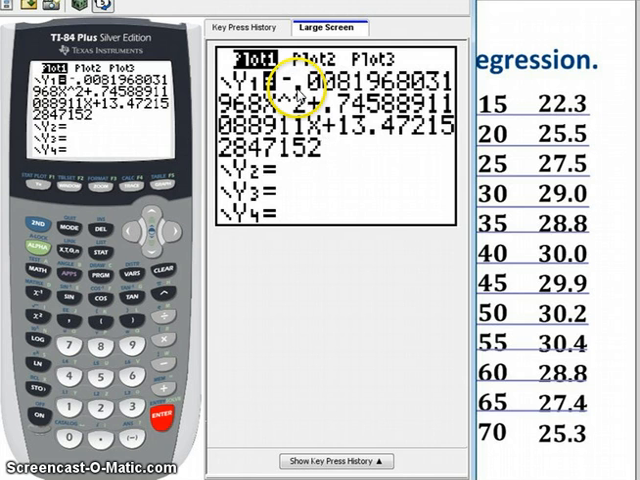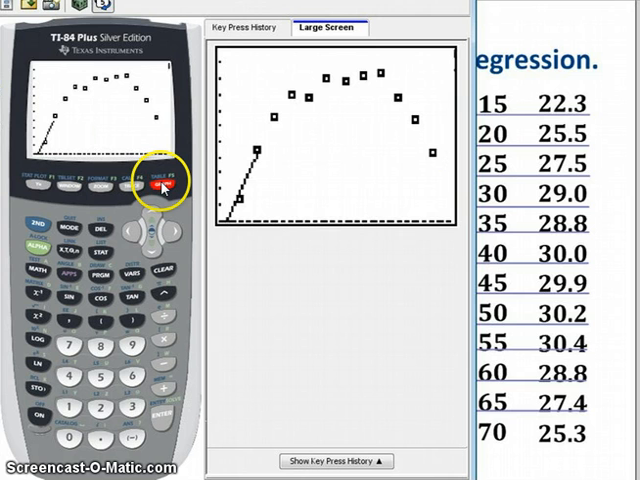So roughly, roundly speaking here, it's negative 0.008 x squared plus roughly 0.75 x plus roughly 13.5. That's my equation. If you want to see what that looks like, hit graph from this stage, and it will draw that curve right on top of that set of data. That's all there is to it, and that's all there is to this video lesson.